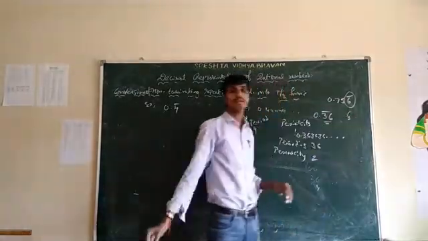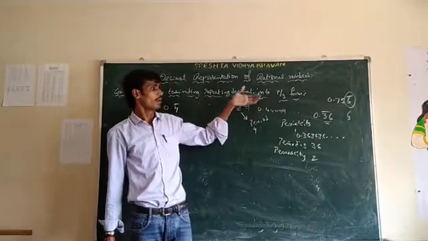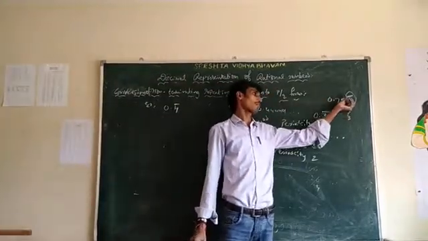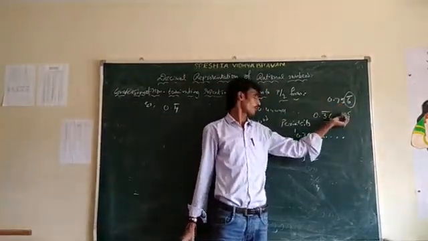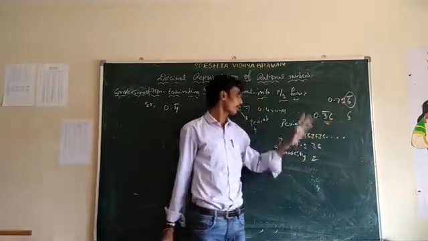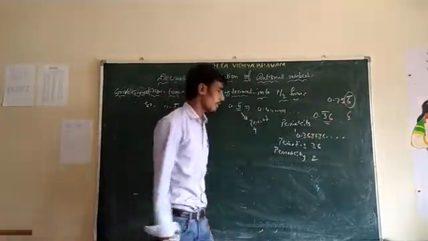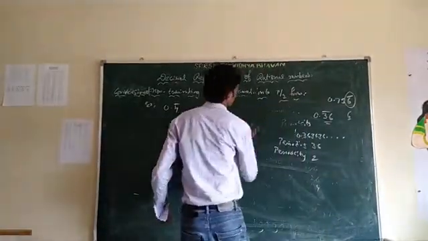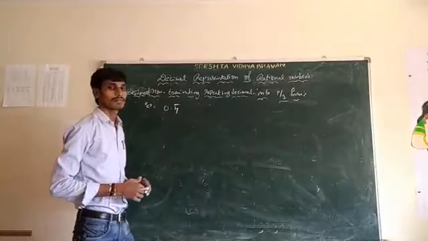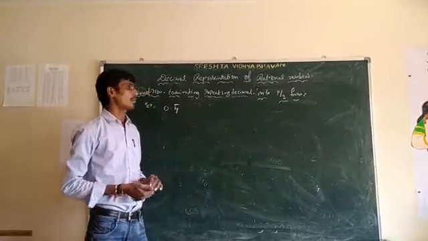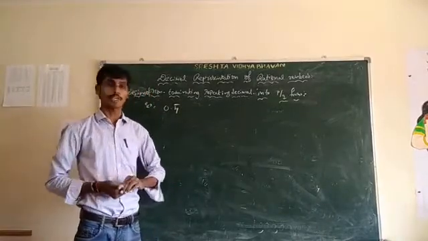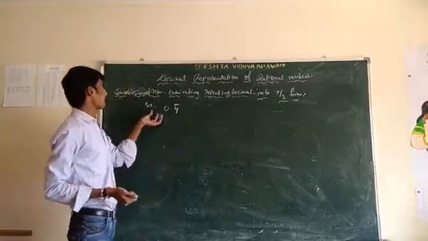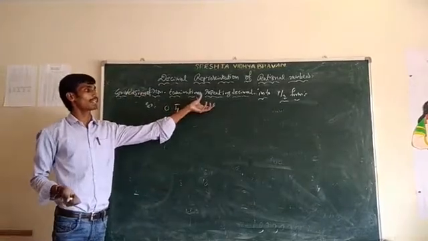The period is 6 only. Why? Because in the bar, the digit in the place of the bar is 6 only. Okay, this is about period and periodicity. So I hope you understand what a period is and what a periodicity is. So now, conversion of non-terminating repeating decimal into p/q form.